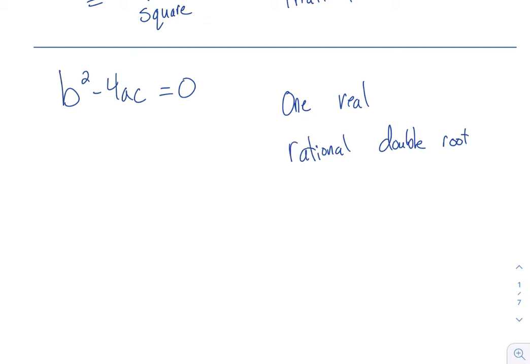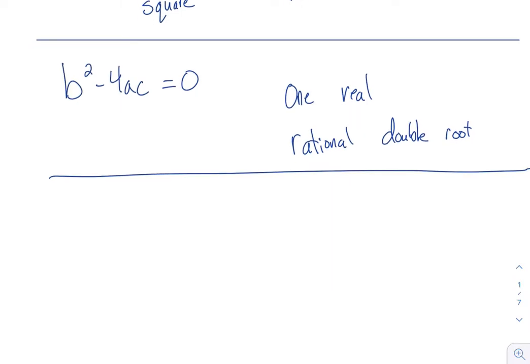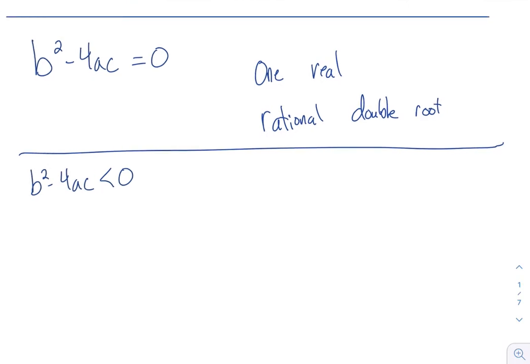So let's take a look at the last scenario. We have positive, equal to 0. So the next thing is going to be less than 0. So it's a negative number. And this is going to give us two complex conjugates. So our solutions will be two complex conjugates.